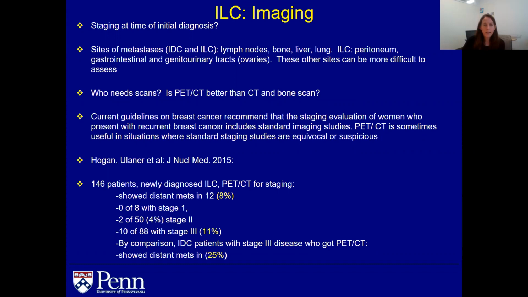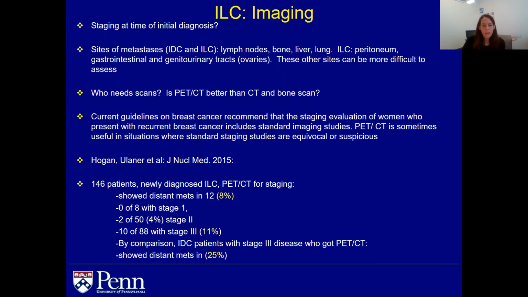that ILC and IDC can go to sites such as lymph nodes, bone, liver, and lung. The ILC can go to, like I said, slightly more unusual sites such as the peritoneum, the gastrointestinal tract, and the genitourinary tract like the ovaries. And these sites can be more difficult to see on pictures.